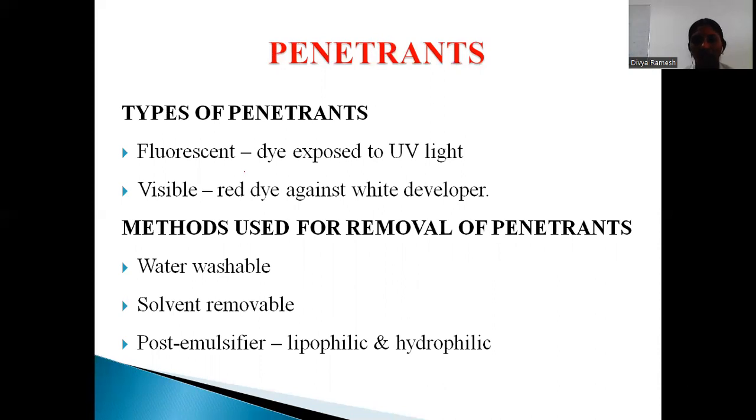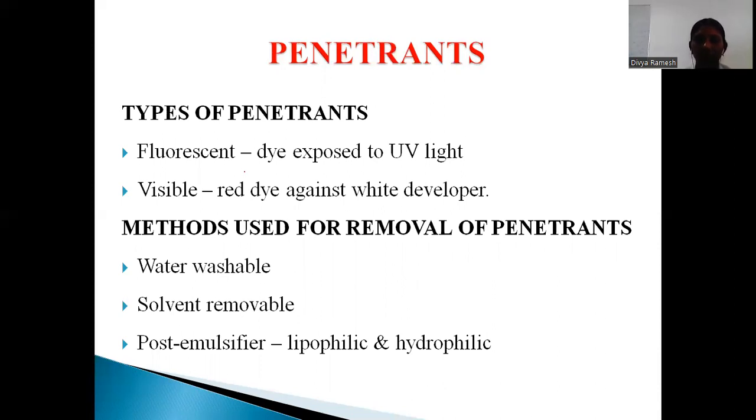Methods used for removal of penetrants include water washable. But mainly they won't use plain water, because once the dye is applied on the surface of the specimen, if we subject the specimen to water or force water onto the surface, the entire dye present on the surface will be removed by the forced water.